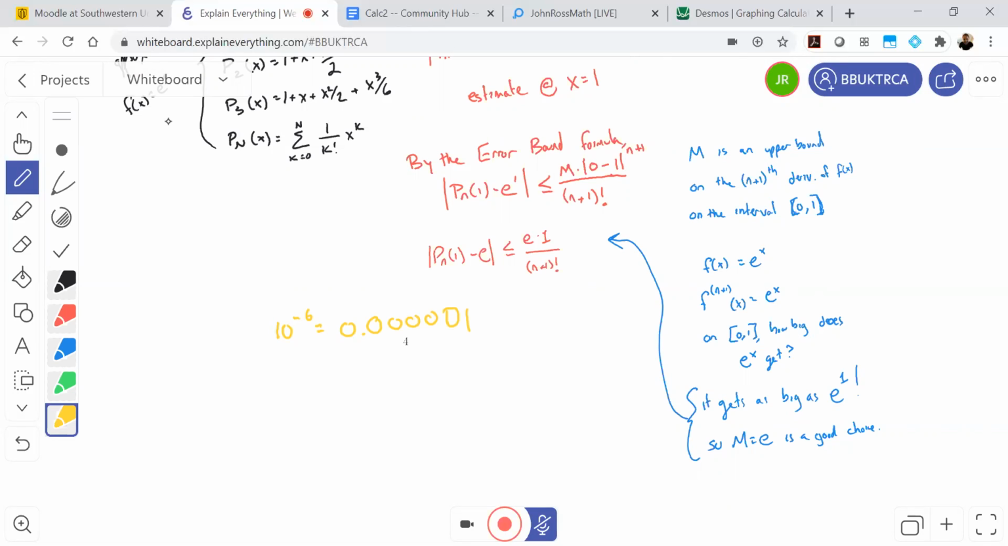Our question was, when can we make this quantity less than 10 to the negative 6? This error bound leads the way. If we know that this quantity is less than 10 to the negative 6, then because of this inequality here, the error would also be less than or equal to 10 to the negative 6. So our goal becomes to find an n value for which this is less than 10 to the negative 6. And for this, we're just going to use technology for sure.